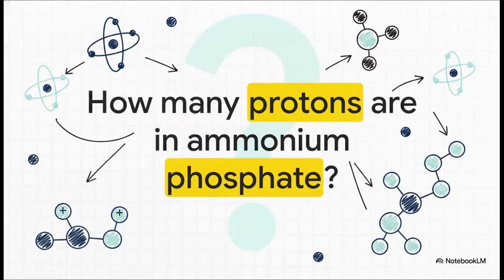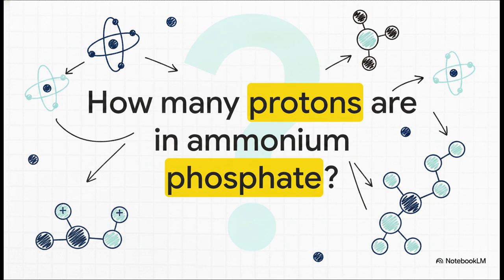Let's test this out with a beast of a real-world application. Can we decode the formula and add up every single proton ID hidden inside a complex molecule like ammonium phosphate? The formula is (NH4)3PO4. All we do is find the atomic number, the proton count, for each element and multiply. Nitrogen brings 7 protons, and the 4 hydrogens bring 4.